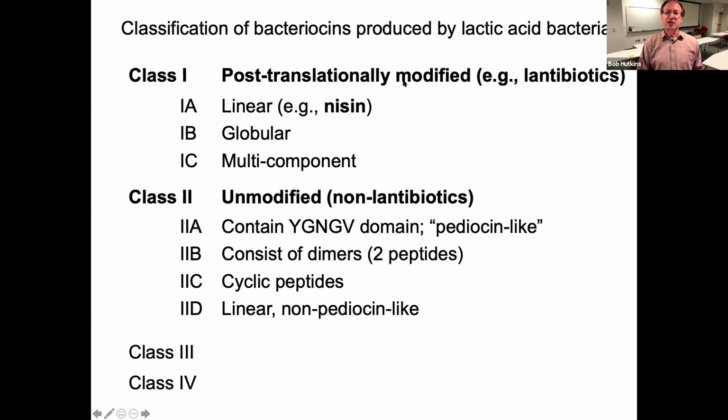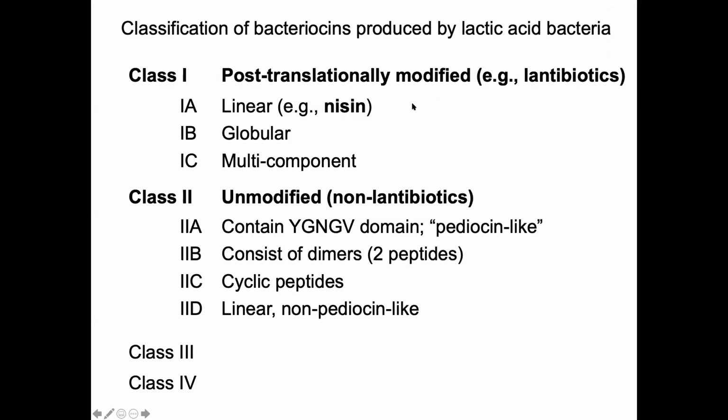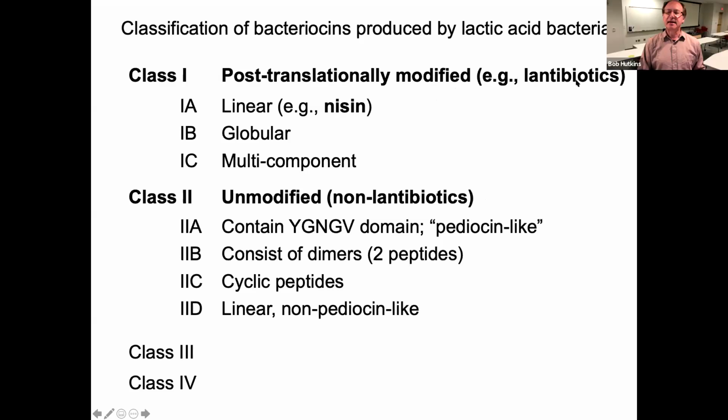But the post-translationally modified, it means that after the amino acid sequence comes off the ribosome, it's modified after the sequence has already been made. And the best example of that is nisin, and I'll show you in a second what that means. Okay. And sometimes this is called lantibiotics because it contains a unique amino acid.